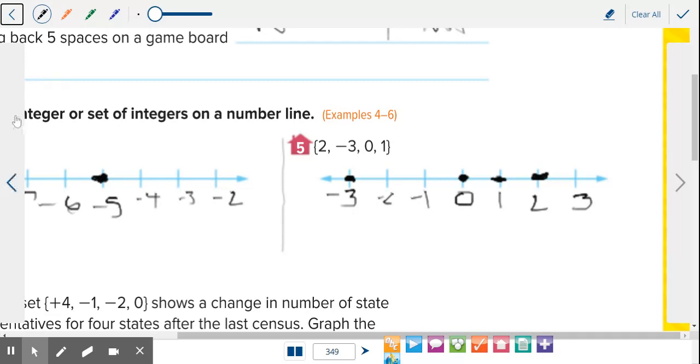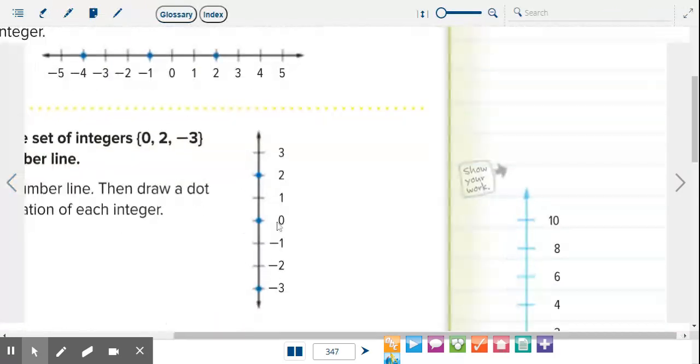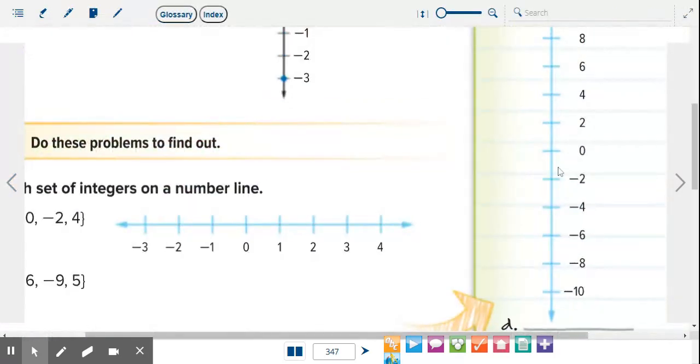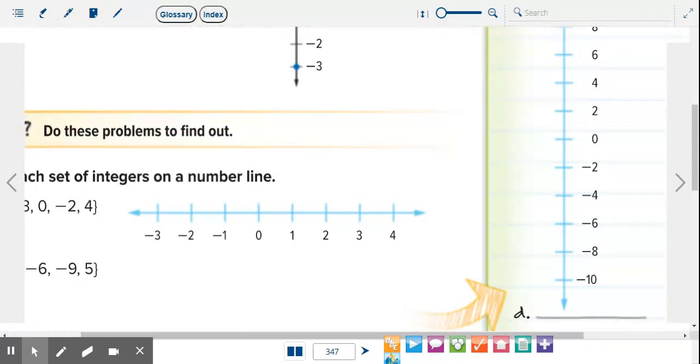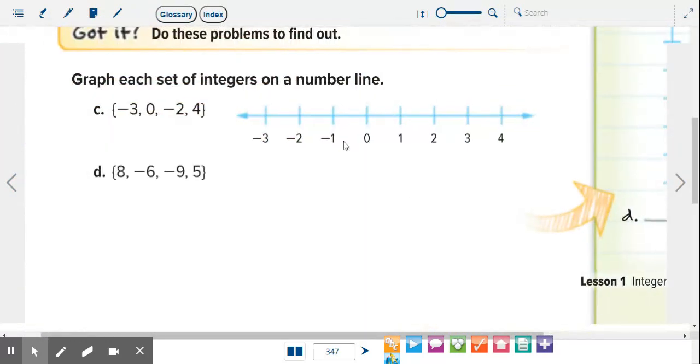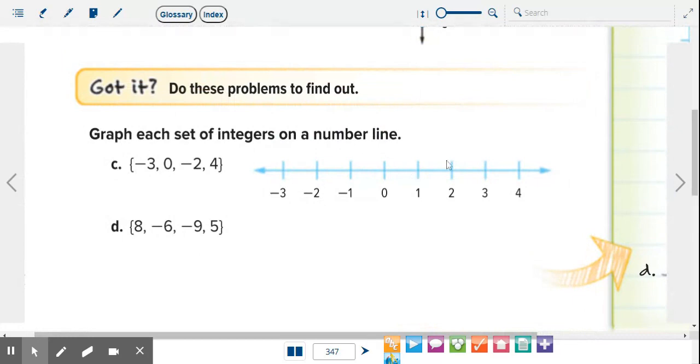All right, let's go back. I want you guys to do a couple. If you look, the number line is over here off to the side for letter B or D, and letter C is right there. So they did a vertical one and a horizontal one. All you're doing is graphing those numbers. Okay, go ahead.